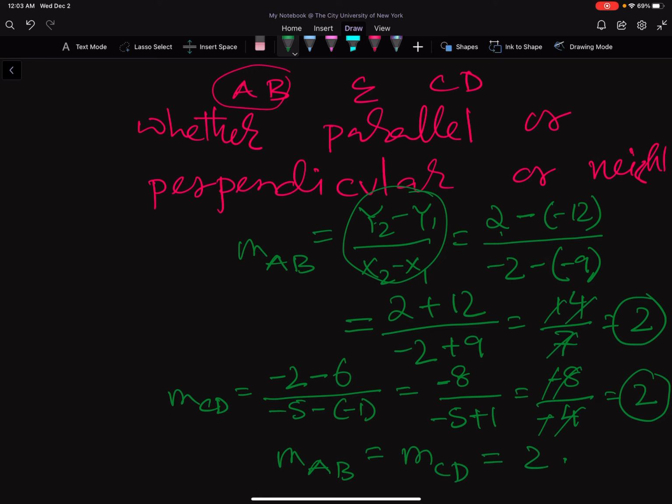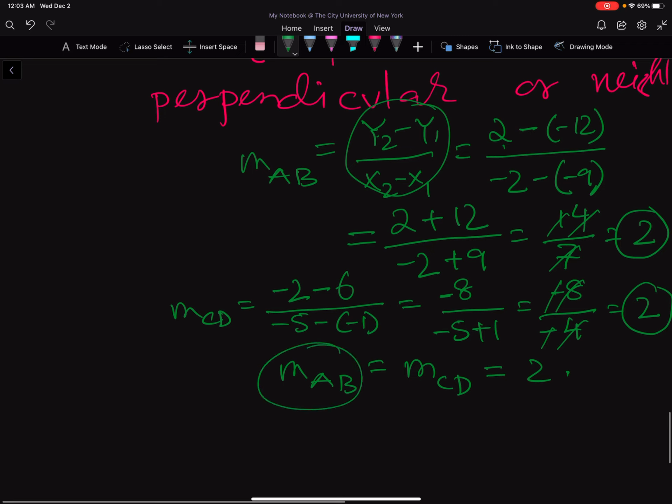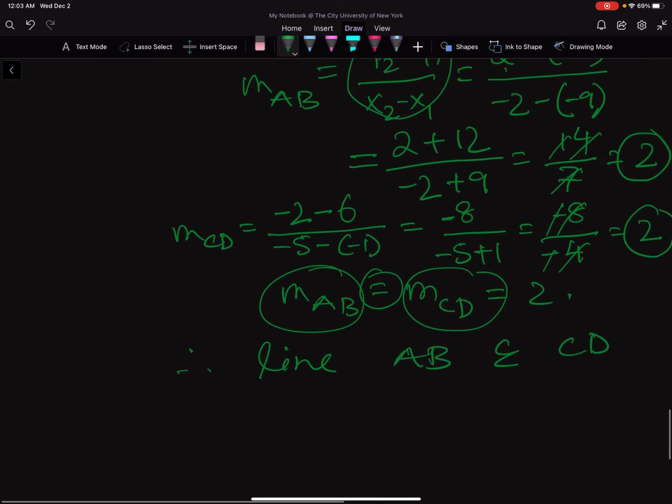If the slopes are equal, then the lines are parallel. So therefore we can say lines AB and CD are parallel. This is all that you need to face so far based on our knowledge.